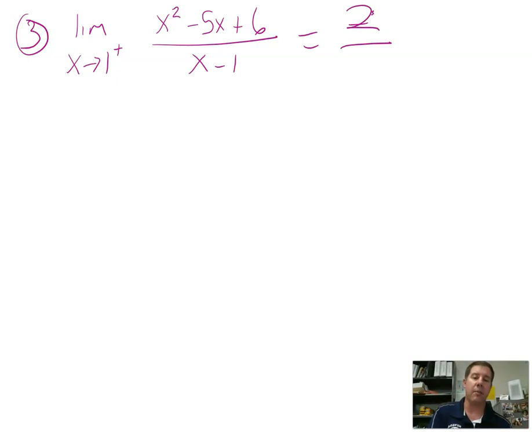Now on the bottom, again, I'm going to plug in numbers. We're coming from the right, so numbers bigger than 1. I'm thinking in my head, 1.1, 1.01. If I do that, what that's going to give me on the bottom is some small positive number. And then again, any constant divided by a small positive number is going to be infinity. Okay? So now I can say that this limit is going to be infinity.